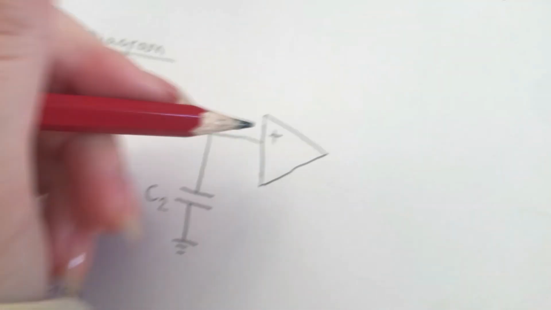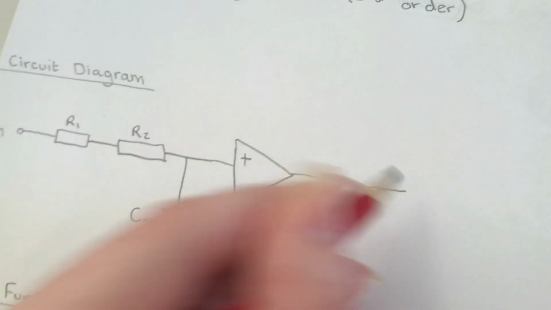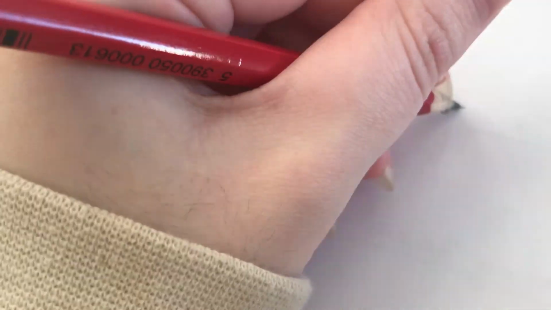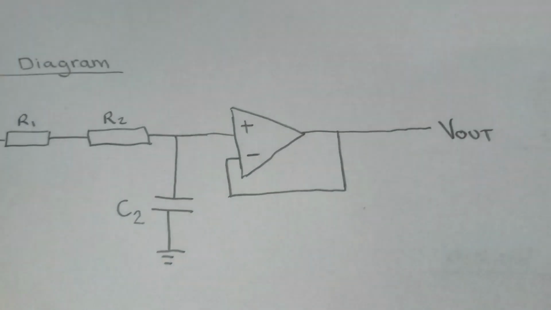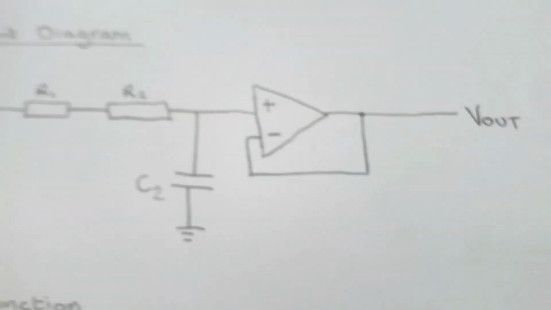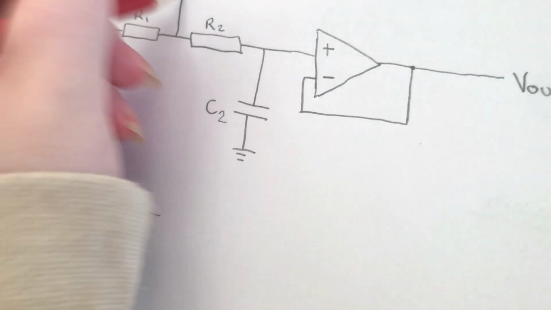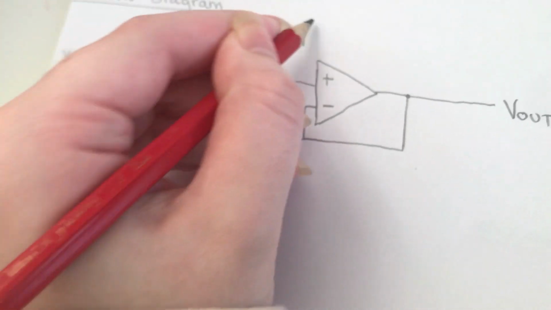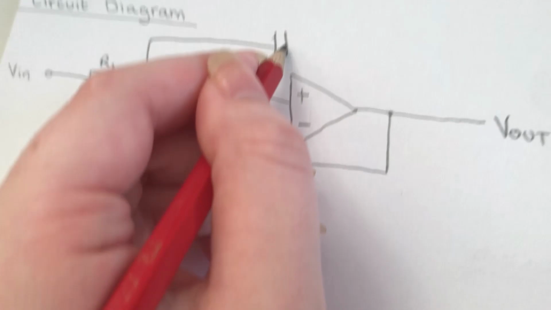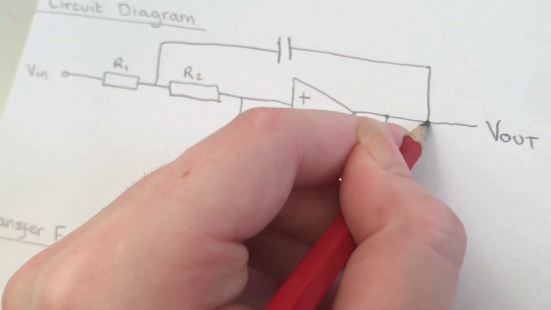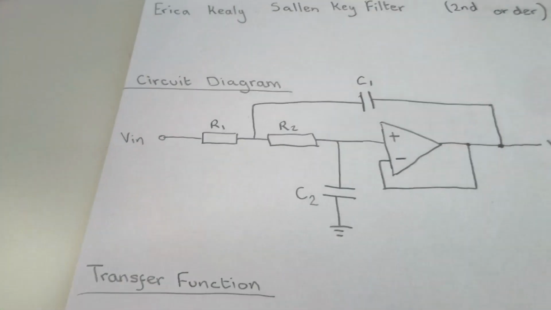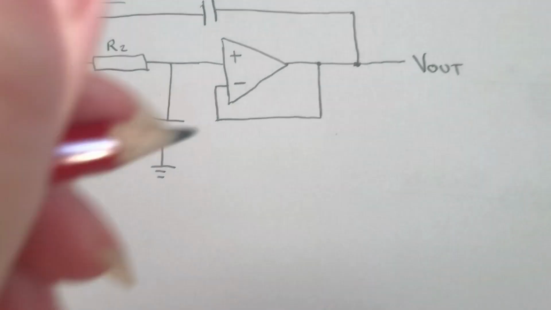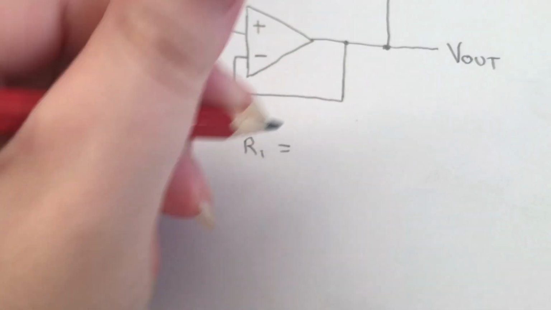There's another one, but now we have the output of the circuit. So V out goes out here, and the inverting input goes straight back into the output. Then we also have our other capacitor going over between the two resistors, in parallel with the whole system, right to the output. So that is C1. So that is our circuit diagram.